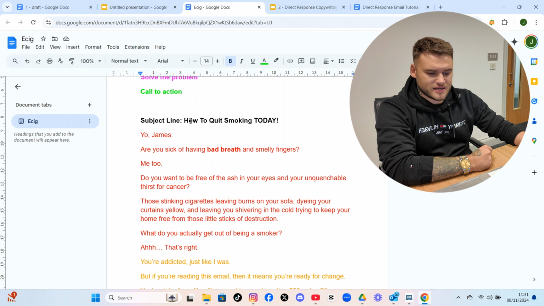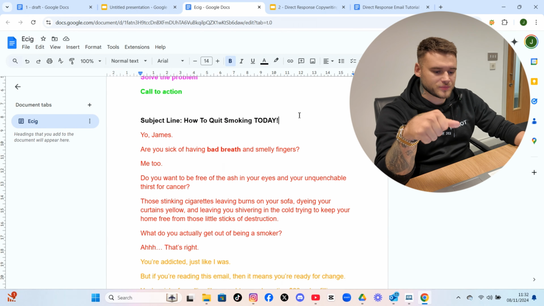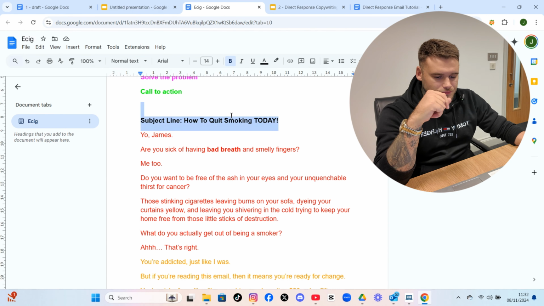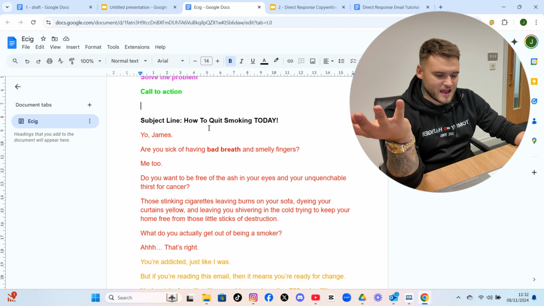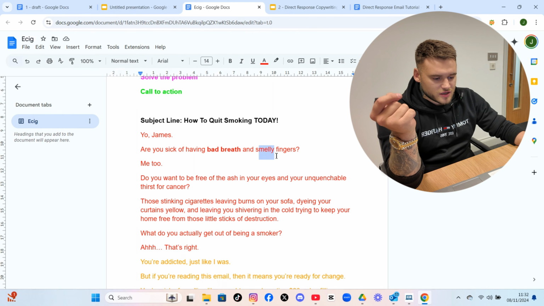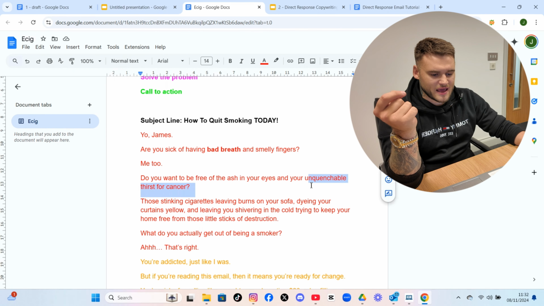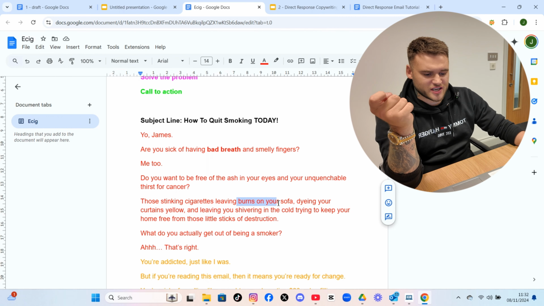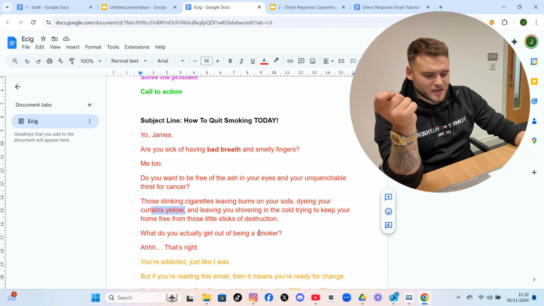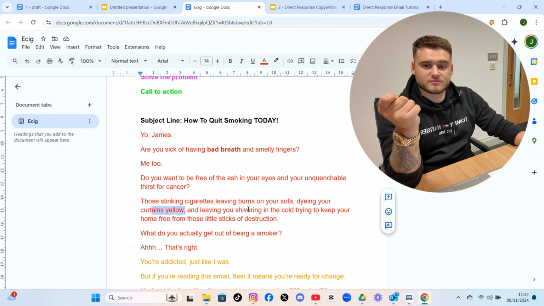We've identified a problem immediately. We've hooked the reader by telling them that we can help them quit smoking, which a lot of people want to do. More smokers want to quit than smokers that don't want to quit. So, how to quit smoking today. Next, we've identified a problem and explained those problems. You've got bad breath, your fingers stink, you've got an unquenchable thirst for cancer, you get ash in your eyes, the burning holes in your sofa, your curtains are yellow, and if your curtains aren't yellow, then you're shivering, freezing cold outside, trying to keep your home free from those little sticks of destruction.